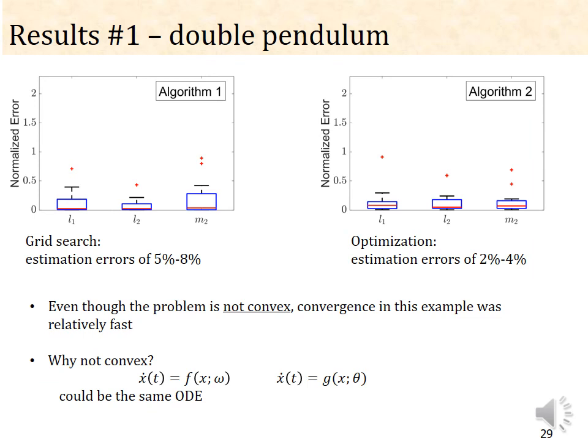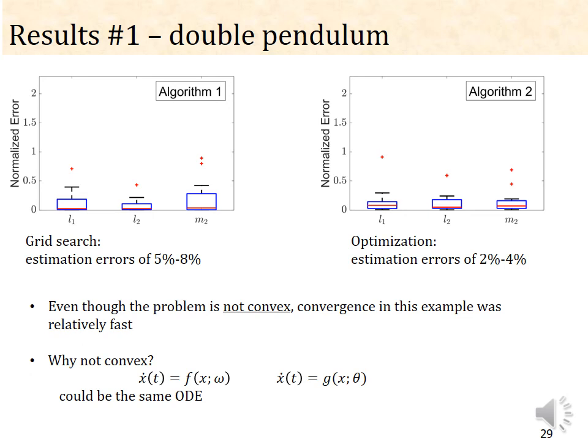And we observe that the results are quite good. The accuracy improves by a factor of 2 or 3, and the runtime improves by orders of magnitude. It's much faster. And even though the problem is not convex, we see convergence quite fast to quite accurate parameters.